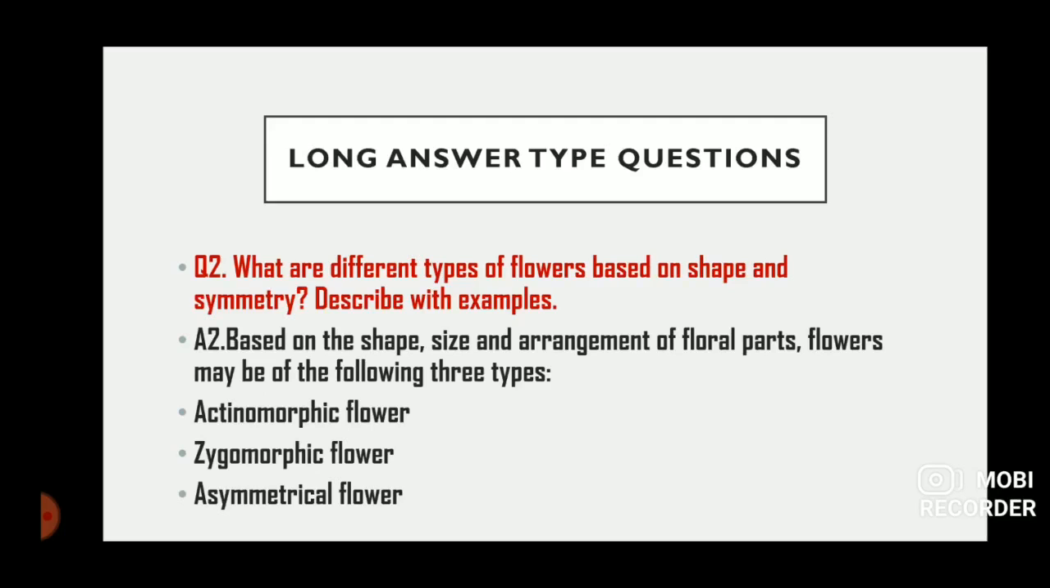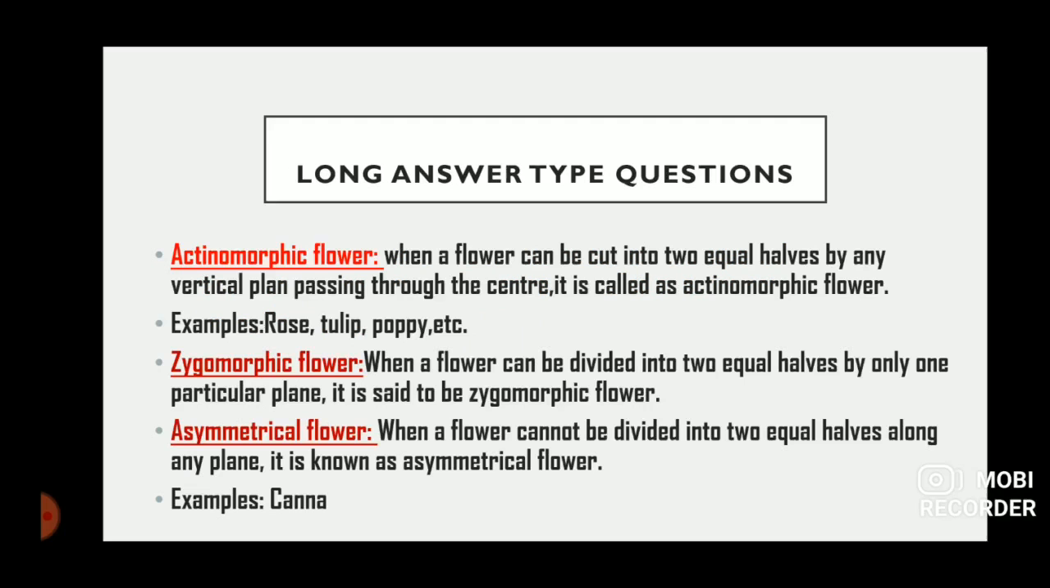Answer 2. Based on the shape, size and arrangement of floral parts, flowers may be of the following three types: actinomorphic flower, zygomorphic flower, asymmetrical flower. When cut into two equal halves by any vertical plane passing through the center, it is called as actinomorphic flower. Examples: rose, tulip, poppy, etc. Second is zygomorphic flower. When a flower can be divided into two equal halves by only one particular plane, it is said to be zygomorphic flower.